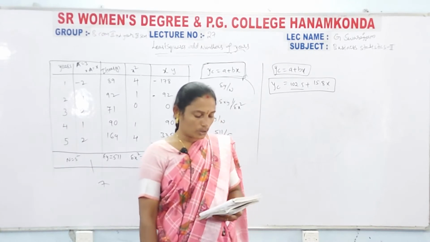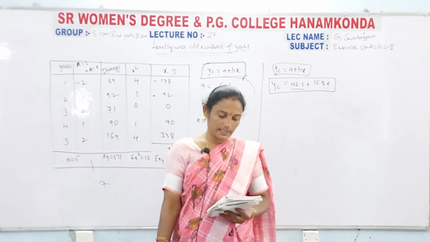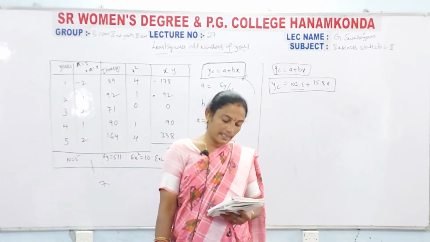Calculate the trend values by the method of least squares from the data given below. Estimate the sales for the year 1985.